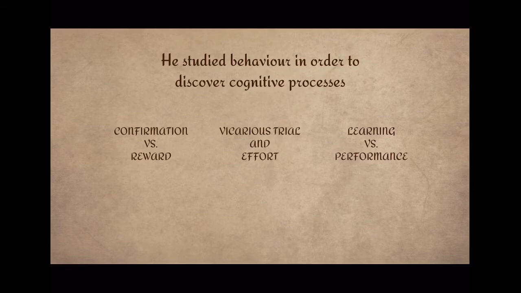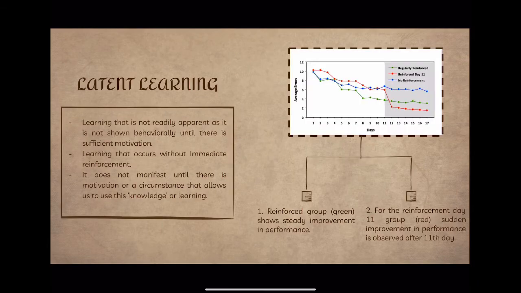Learning versus performance. Learning then was different from performance. The organism knows or learns about the environment but acts or performs on it only when the need or reinforcement arises. Latent learning is learning that is not readily apparent, as it is not shown behaviorally until there is sufficient motivation. Edward Tolman's test had three groups of rats.